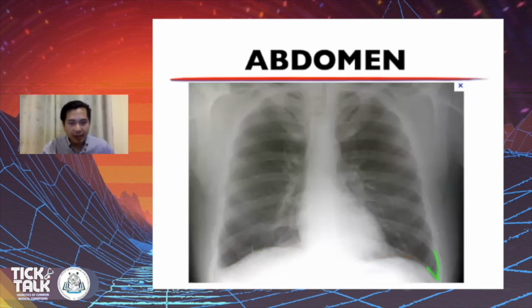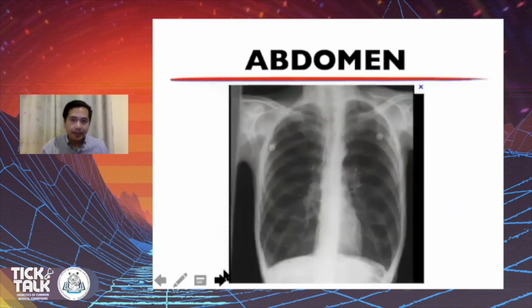But we will see that the left costophrenic sulcus is sharp, but the right costophrenic sulcus here is blunted, which may signify fluid or effusion in the lungs. Okay. In this film, the right hemidiaphragm is at the level of the 12th posterior rib.